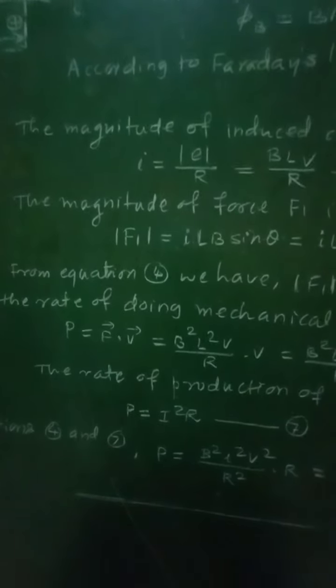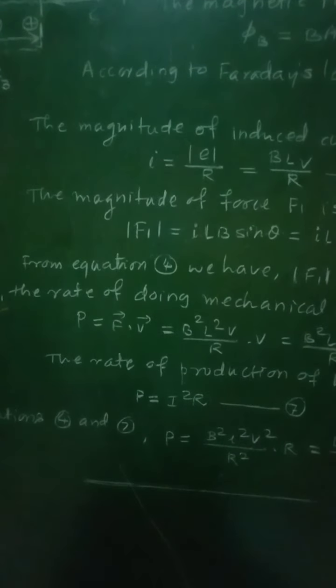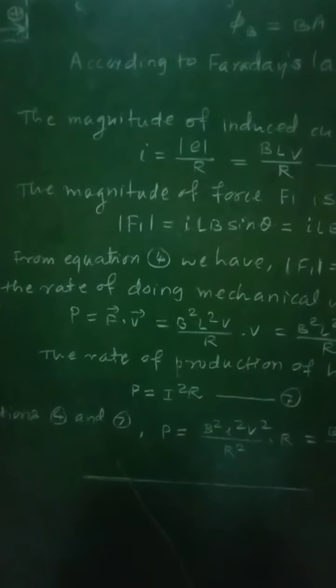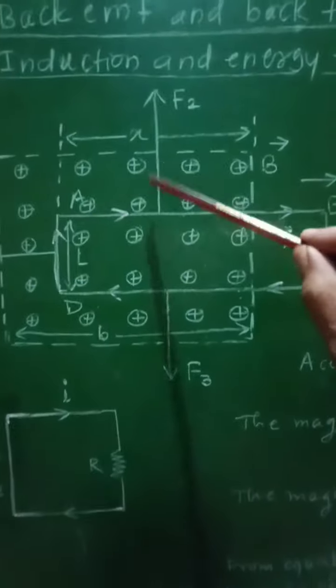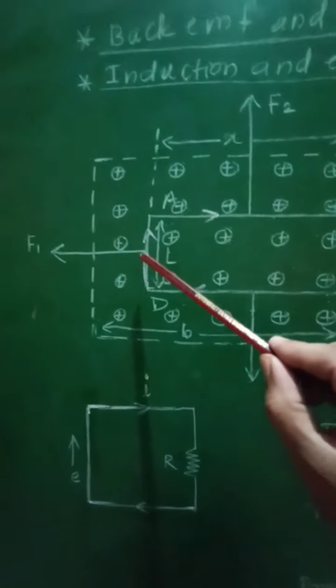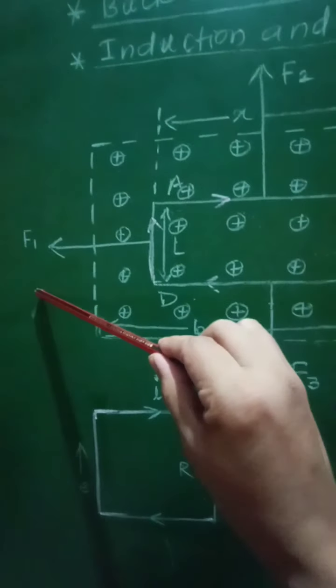Now if you consider the forces, then we can say that force F1 is in the backward direction, while forces F2 and F3 are equal in magnitude and opposite in direction, therefore they cancel. Initially we have seen these two forces cancel, and the only force acting on the rectangular loop is F1, which is directed towards left.